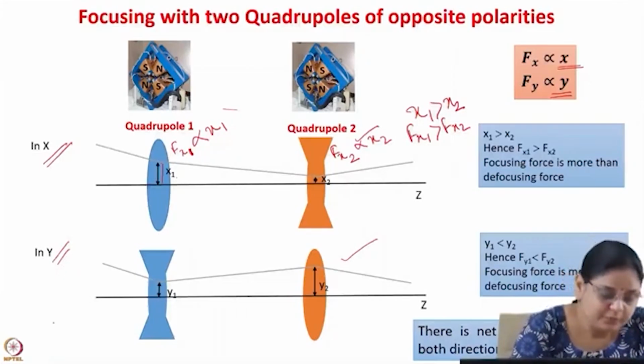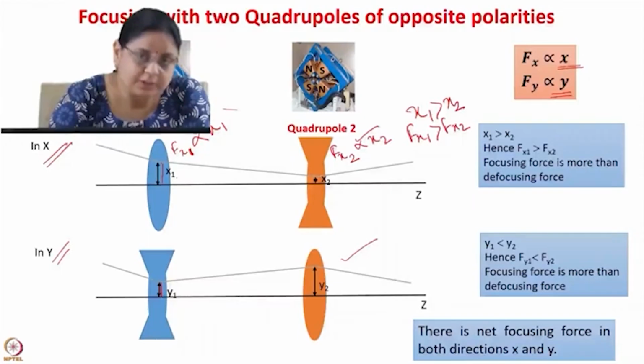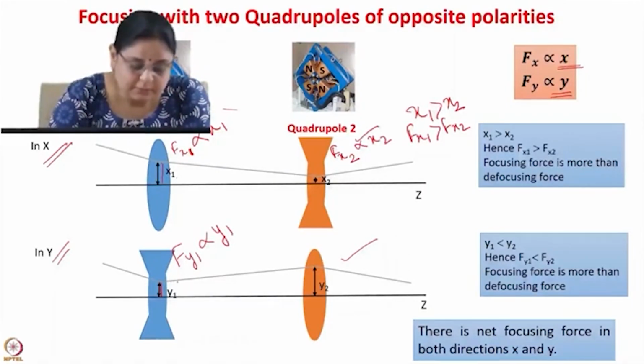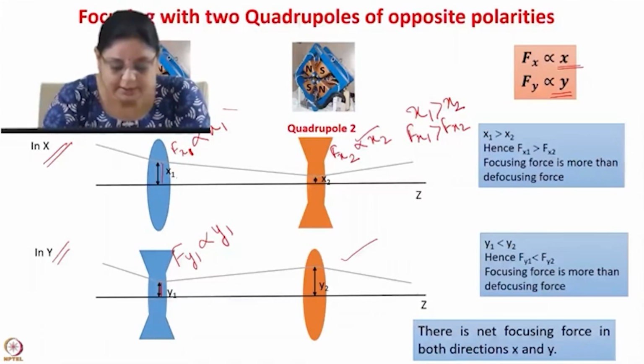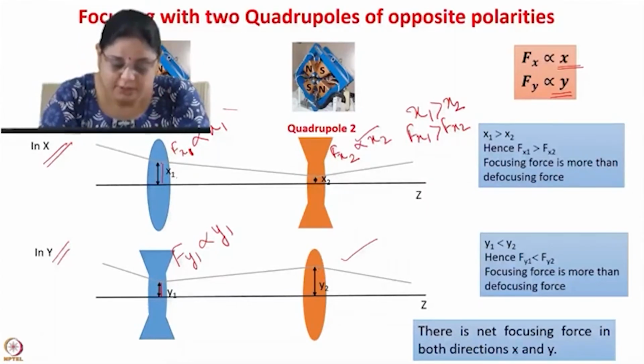In the y direction, we have the defocusing quadrupole first. So the charged particle passes through the defocusing quadrupole and gets defocused. At the defocusing quadrupole, the displacement of the charged particle in the y direction is y1. So the force acting on the charged particle is Fy1, which is proportional to y1. So this particle gets defocused, and then it enters the second quadrupole, and the second quadrupole is focusing in y. So here the displacement in the y direction is y2.